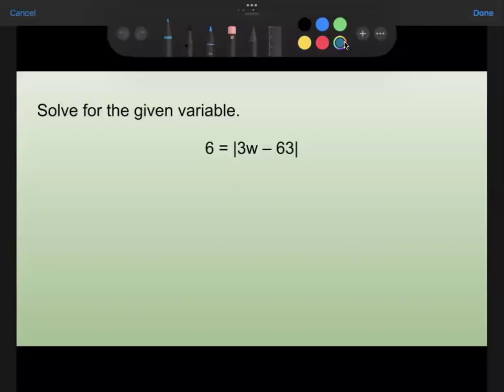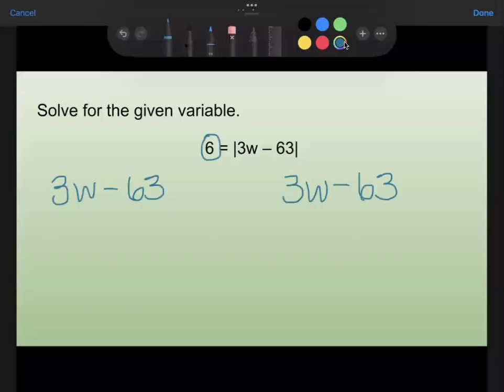Okay, here's our next one. Again, I need to check first to make sure that the absolute value or the expression inside is completely isolated. And it is, because on the right side, that's all we have. So I'm going to go ahead and write that twice. I'm going to write 3w minus 63. And over here, I'm also going to write 3w minus 63.